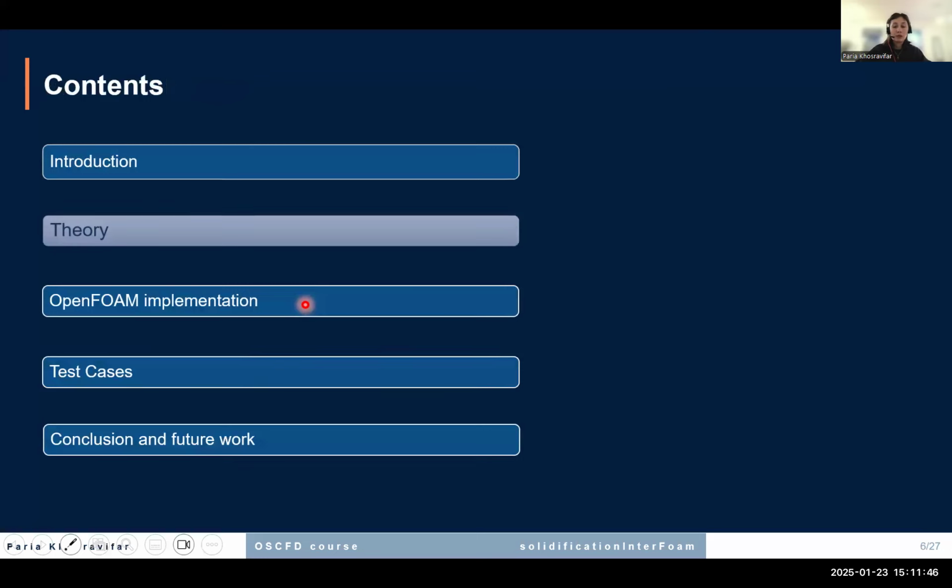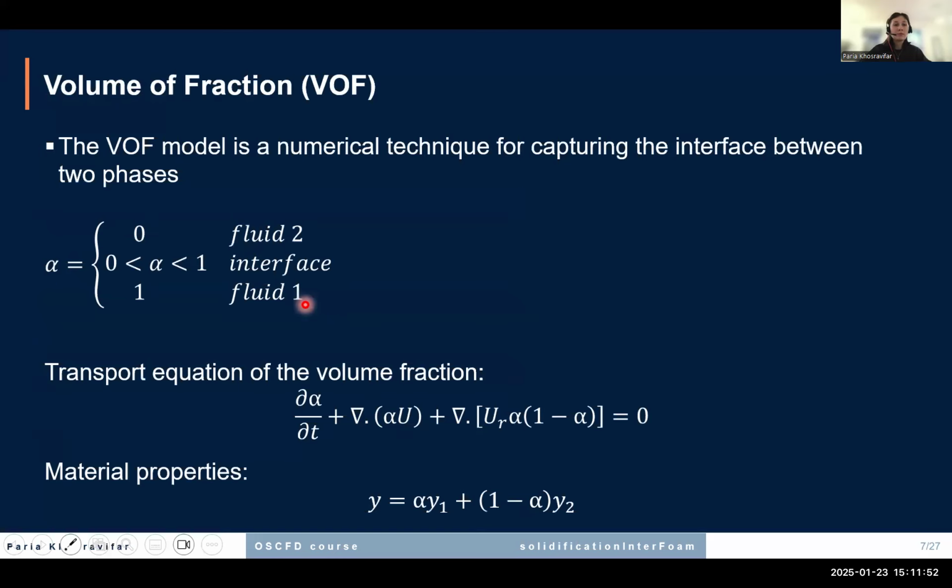And now I will mention the theory behind this simulation. First of all, we have the volume of fluid method for tracking the interface between two phases. In the volume of fluid method, we have alpha, which is the ratio of the volume of one phase to the volume of the computational cell, and is defined with this step function. It's 0 in one of the fluids and 1 in the other fluid, and it's a value between 0 and 1 at the interface of these two fluids.